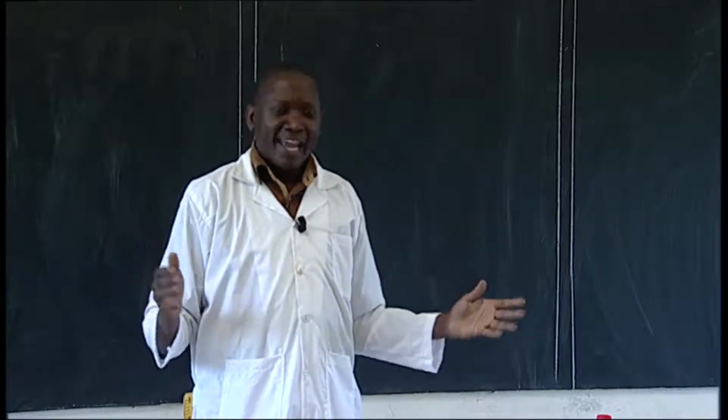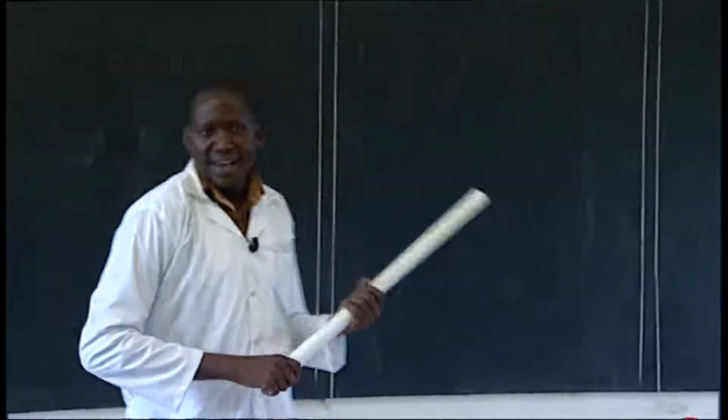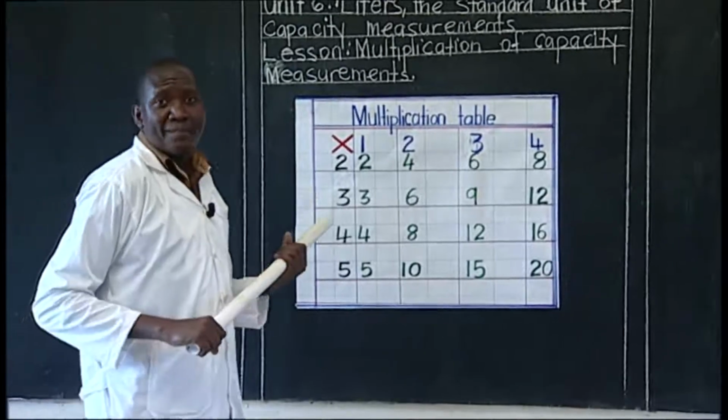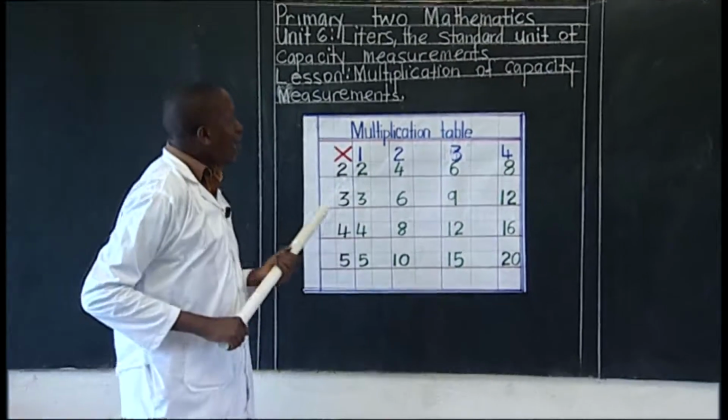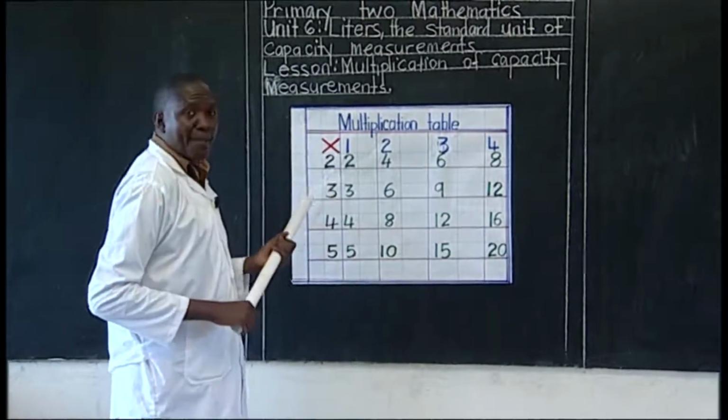Now, this morning, let's first quickly look at tables. Here is a multiplication table. I want us to go through this multiplication table quickly. Then we look at how to multiply units of capacity.